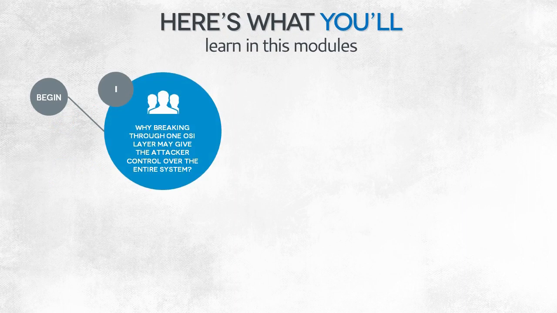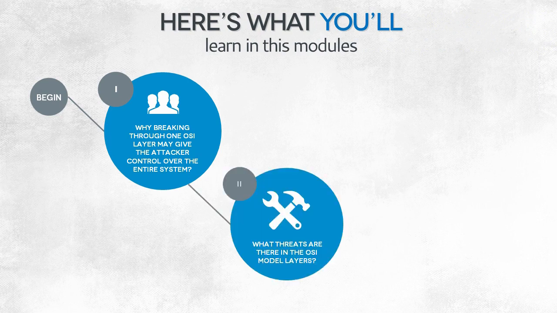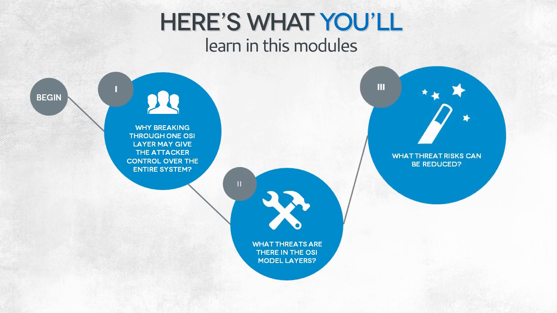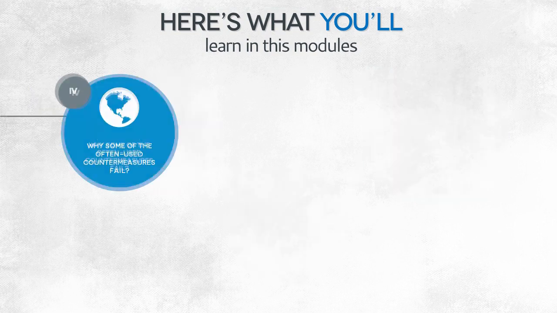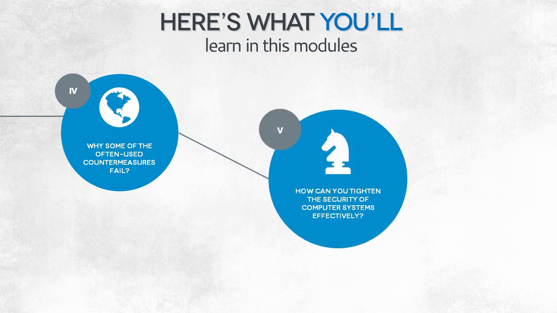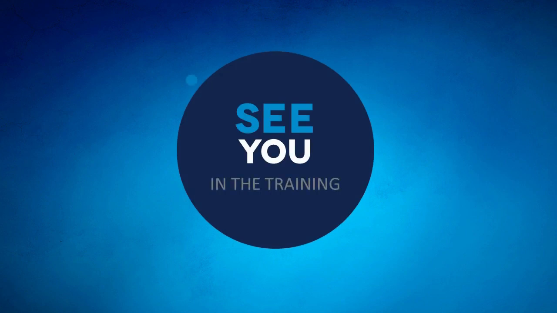In this module, we'll see why a successful attack on one of the layers can give the attacker control over the entire computer system. This is another reason for implementing layered security. We will also consider risks and threats connected with each individual OSI layer. We will also examine what kind of measures provide real protection against those threats, and in which circumstances such protection is only illusory. As a summary of all this information, we will try to answer the question: how can you effectively improve the security of your computer networks? Let's start Module 6.